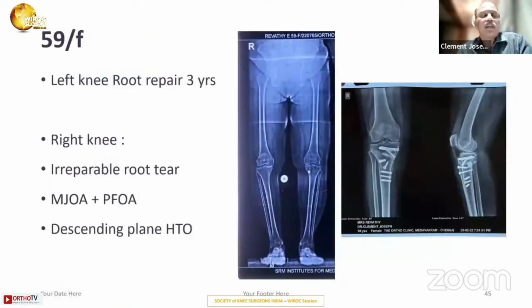And an example of a patient, a 15-year-old female who had a left knee root repair 3 years ago, comes for the right knee. But by the time we do surgery, the root repair is irreparable. She had MCOA and PFOA. So we performed a descending plane tibial osteotomy with the patellofemoral debridement.